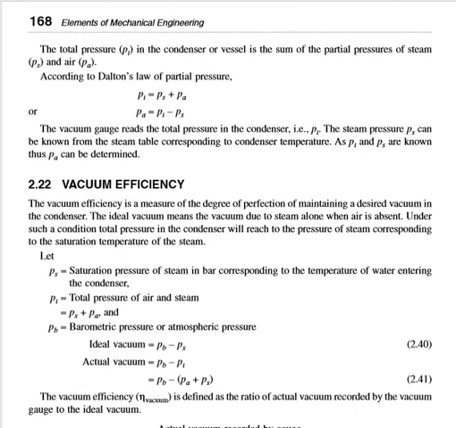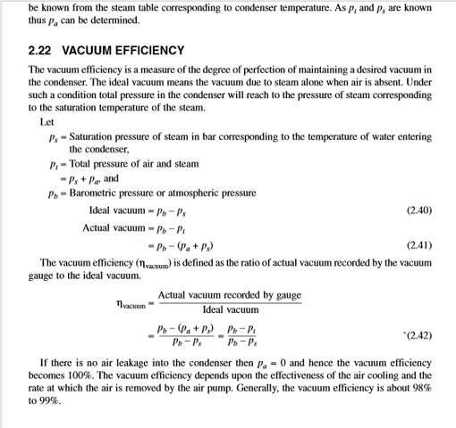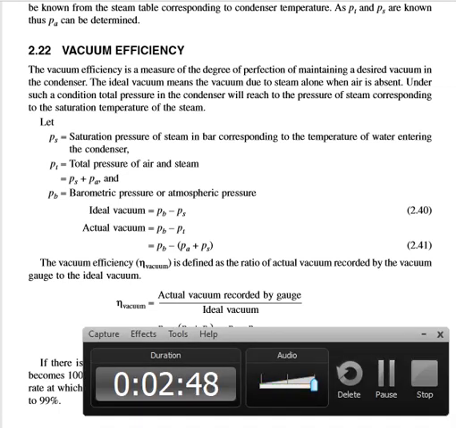Then we discuss another parameter, the vacuum efficiency. All these efficiencies are important for solving the numericals. Vacuum efficiency is nothing but the degree of perfection of maintaining a desired vacuum in the condenser. That is, how much vacuum is generated in the condenser. The ideal vacuum means the vacuum due to the steam alone, that is, when air is absent.